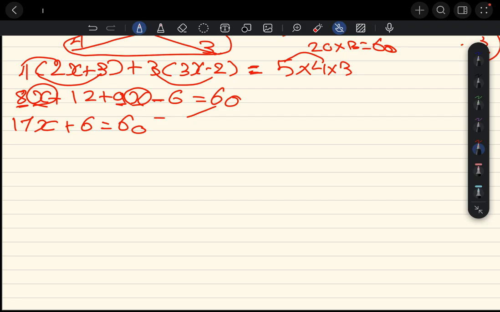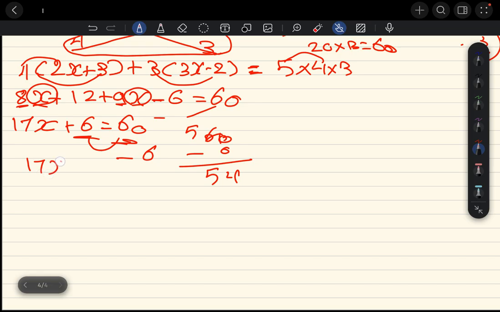We have here both like terms, right? So it's gonna be plus 6. So 60 plus 6, here 5, 10, 4, 54, right? So 17x equal 54. You can do it on the calculator. It's gonna be 3.18. That's your final answer.